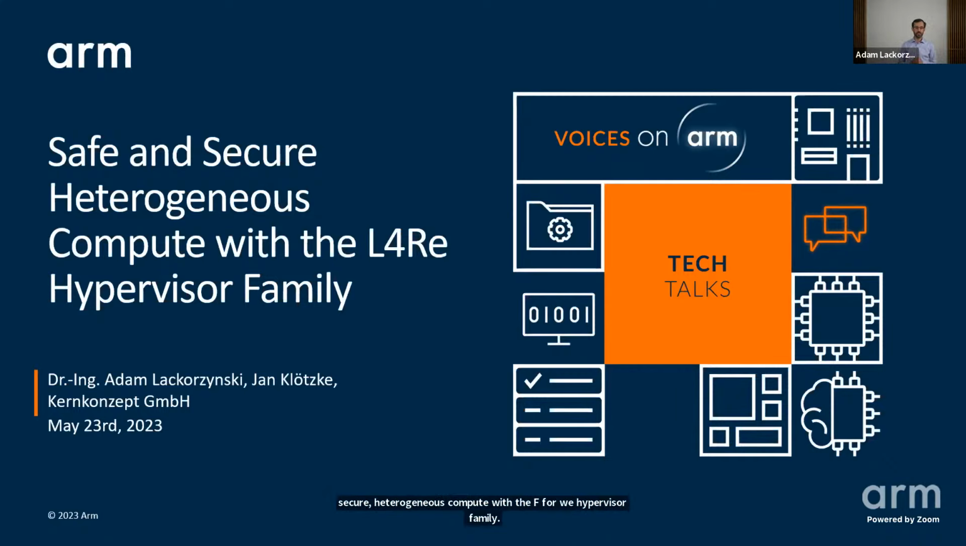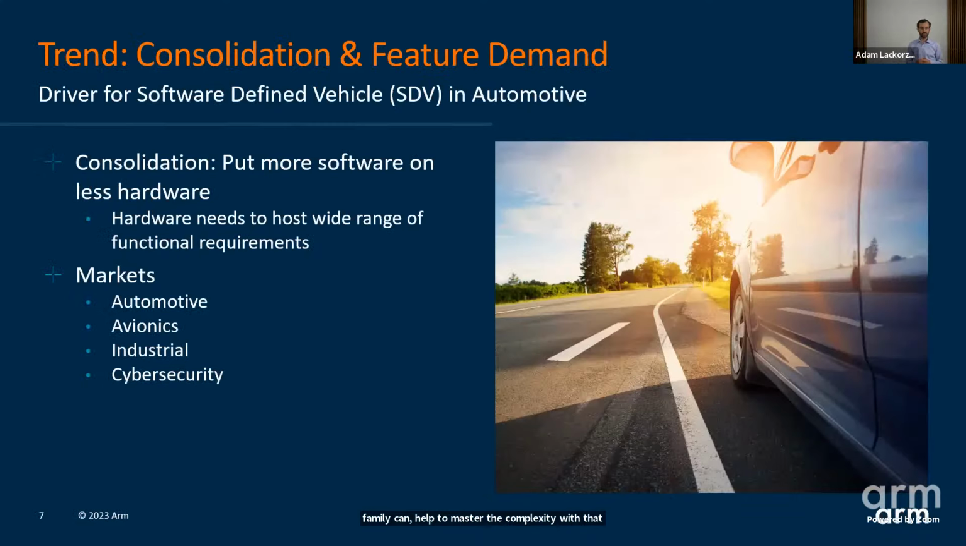So what does this actually mean? When we talk about heterogeneous compute, specifically in the ARM context, we're talking about systems that consist of Cortex-A and Cortex-R processors that somehow are sitting close to each other and need to be handled from a software perspective. And we want to show how the L4Re hypervisor family can help to master the complexity that comes with such kind of systems. So digging into it, what are we seeing?